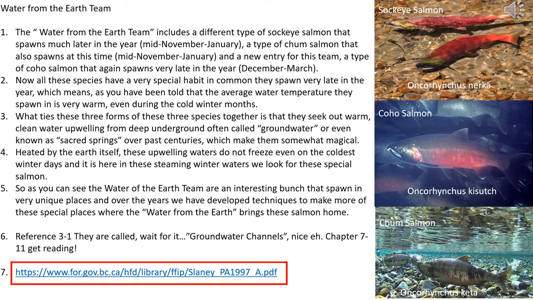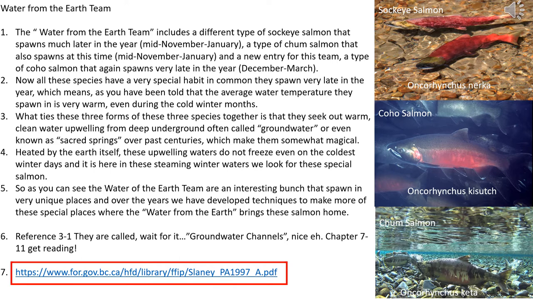Now, aside from spawning late in the year, we have to think about, we've been told previously that the average water temperature they spawn in defines when they spawn, because they're all effectively trying to get out of the gravel roughly the same time, April 1st, which means they must be spawning in water that is very, very warm. And they're spawning in midwinter, the coldest months of the year. So how does that work? Warm water during the coldest months of the year.